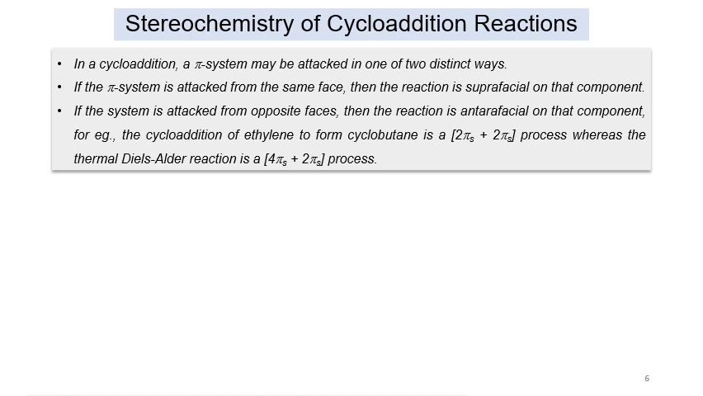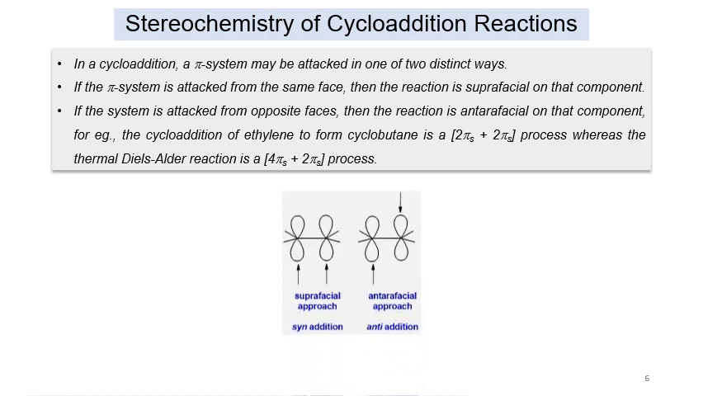The stereochemistry of cycloaddition reactions is dictated by orbital overlaps. In the cycloaddition reaction, the pi system may be attacked in one of the two distinct ways, in the suprafacial approach or in the antarafacial approach. Sometimes we call this a syn addition or an anti-addition. If the pi system is attacked from the same face, then the reaction is suprafacial on that component. We have seen this definition earlier. If the system is attacked from opposite faces, then the reaction is antarafacial on that particular component.